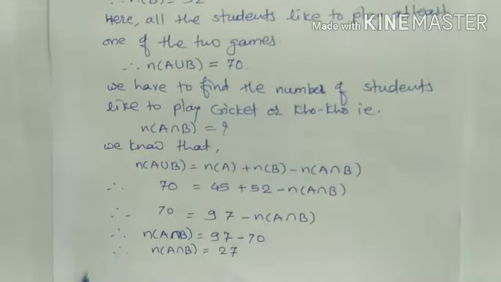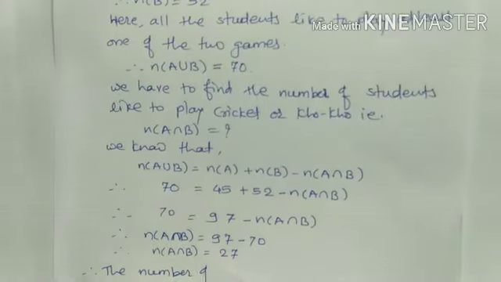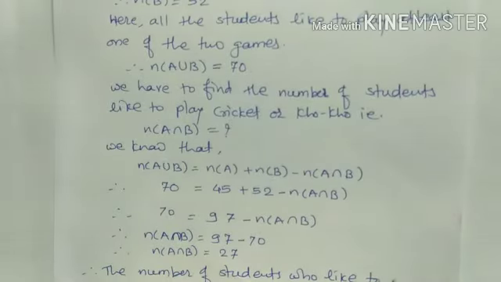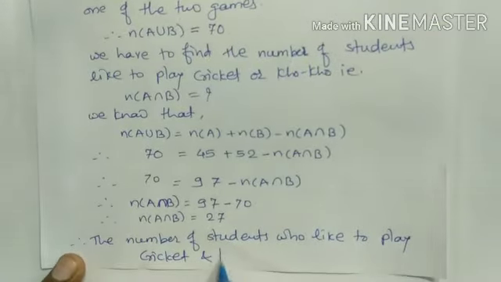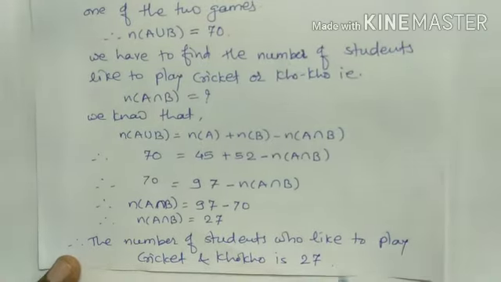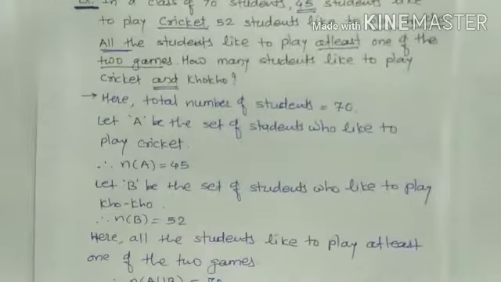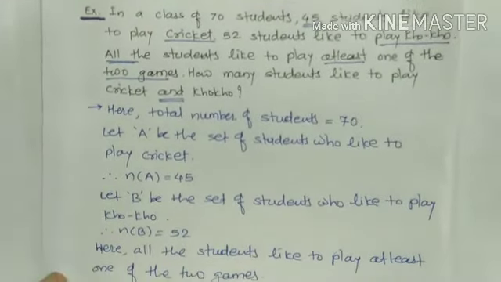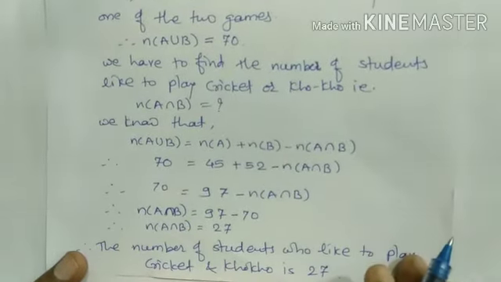That is, and therefore the number of students who like to play cricket and Kho is 27. या ठिकाणी आपण हे आन्सर या रिलेशनचा यूज करून फाइंड केलेला आहे. आता हे जे वर्ड प्रॉब्लेम आहेत, आता यासारखे आपल्याला अजूनही वर्ड प्रॉब्लेम सॉल्व्ह करायचे आहेत प्रॅक्टिस सेटमध्ये, तर या रिलेशनचा किंवा हा फॉर्म्युला समजूया किंवा हा रिलेशन समजूया, ह्या रिलेशनचा यूज करून आपल्याला हे एक्झाम्पल्स सॉल्व्ह करायचे आहेत.